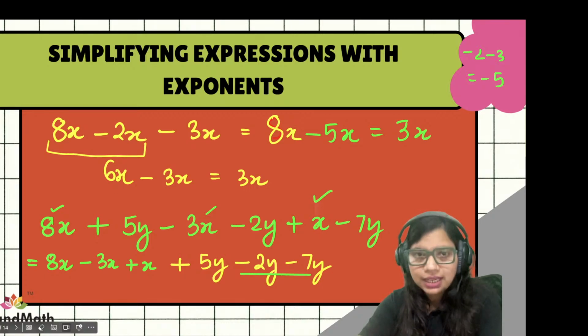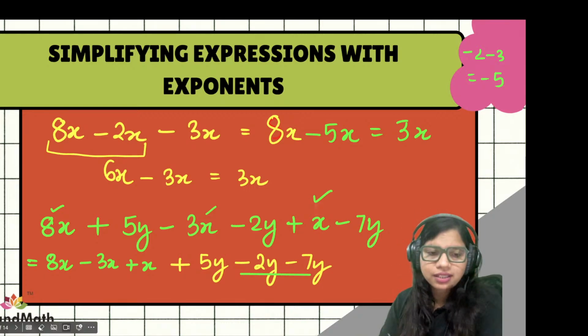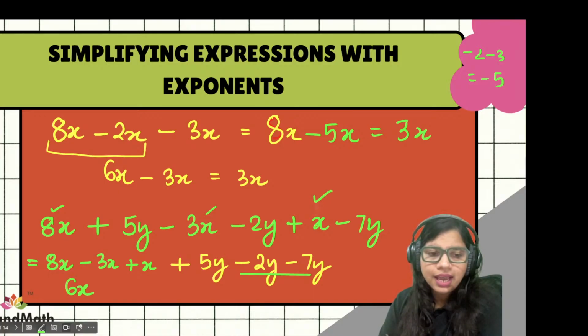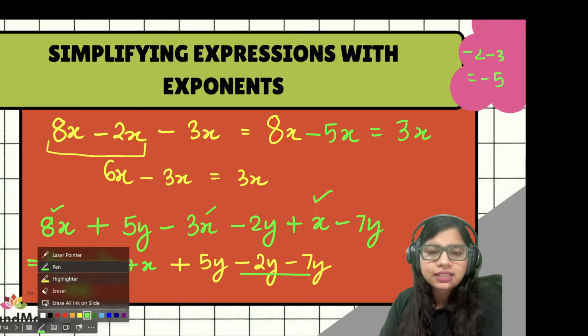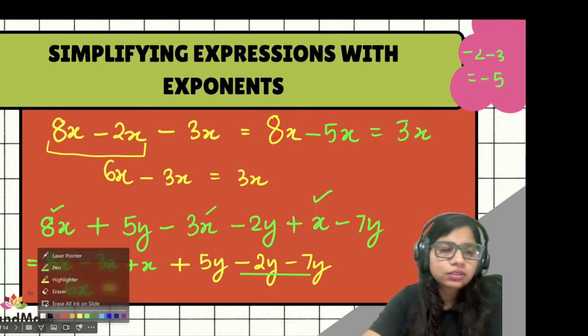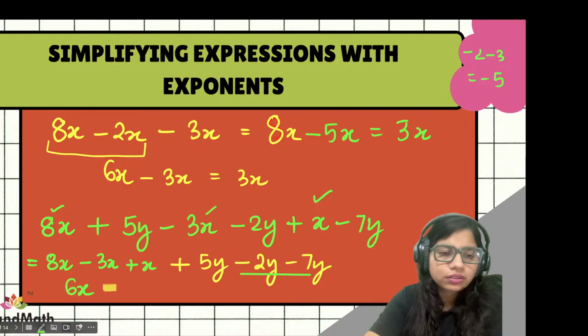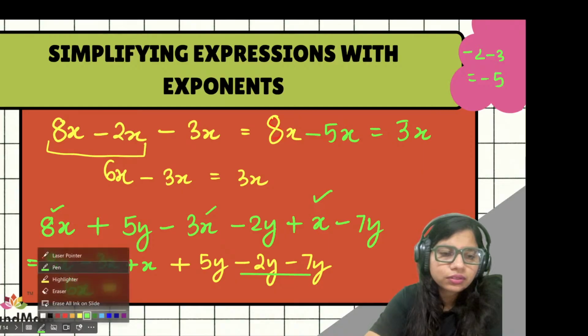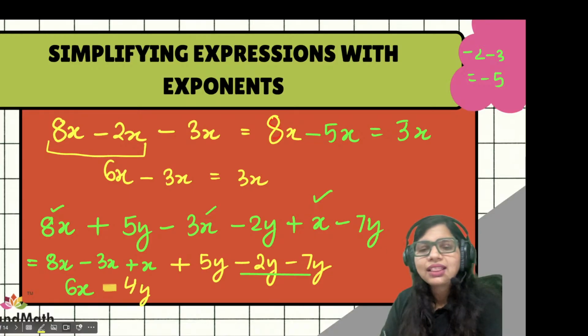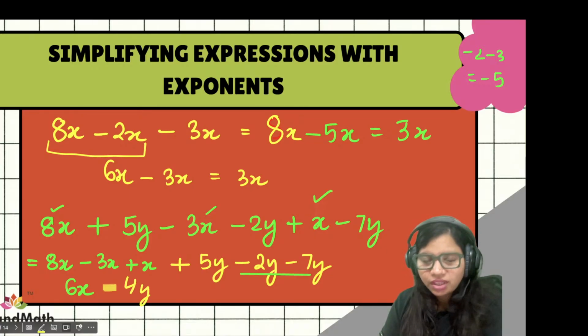Minus 4y. Yeah, that's correct. That's the right answer. So it would be 6x, and 5y minus 9y would be minus, one second, okay, minus 4y, and that's what our answer is, right?